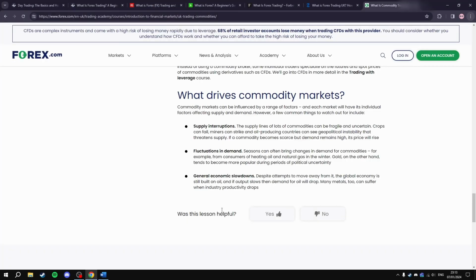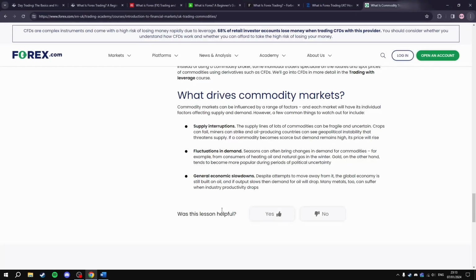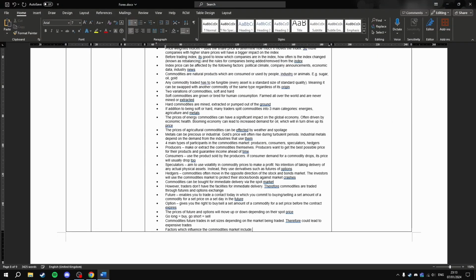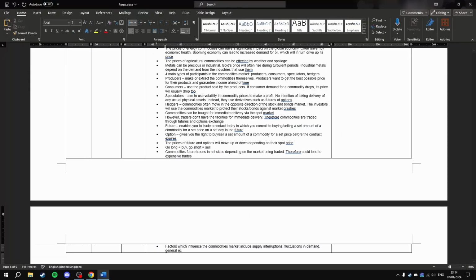Factors which influence the commodities market include supply interruptions, fluctuations in demand, general economic slowdowns.